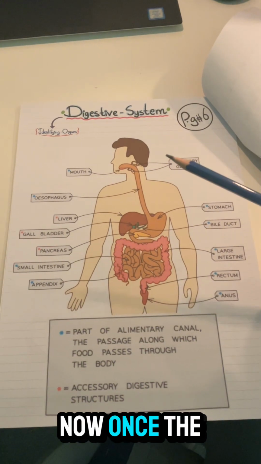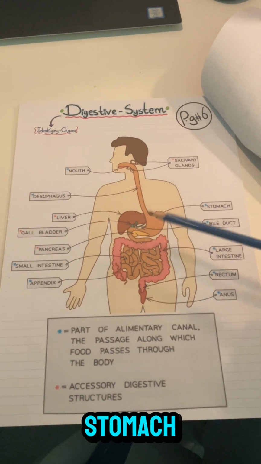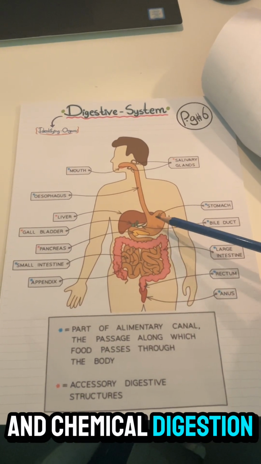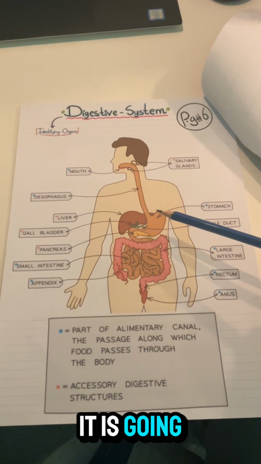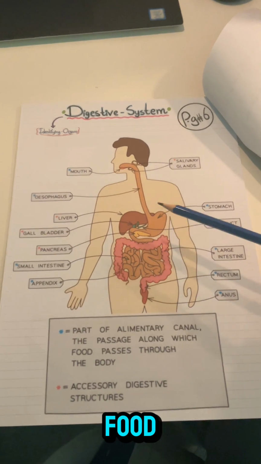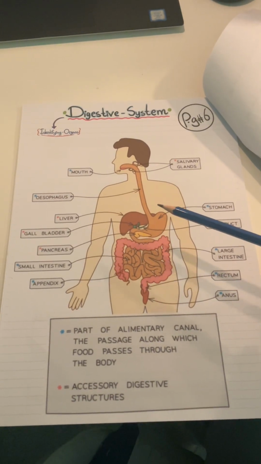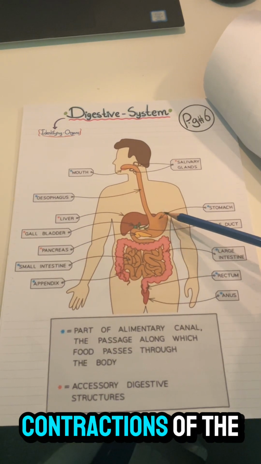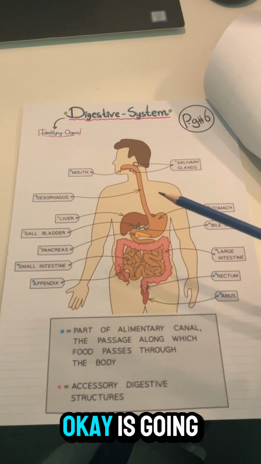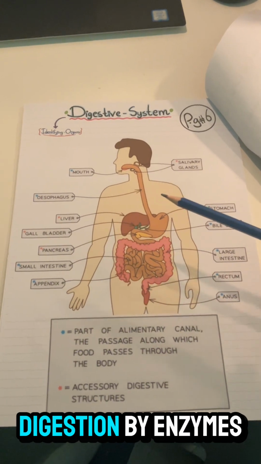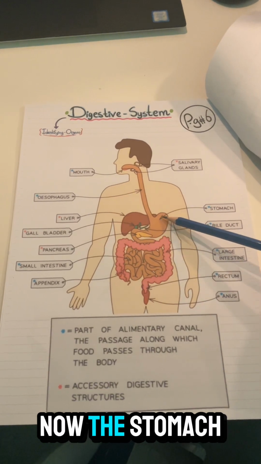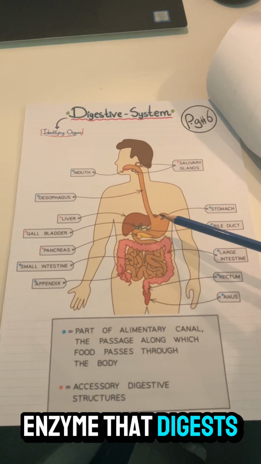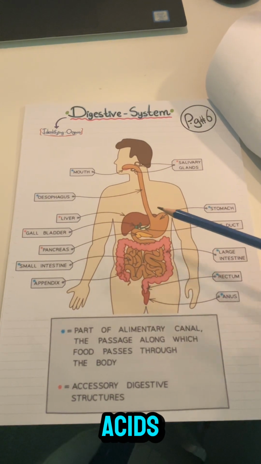Now, once the food enters the stomach, the stomach is going to perform both mechanical digestion and chemical digestion on the food. It is going to perform mechanical digestion on the food by wave-like muscle contractions or stationary muscle contractions of the muscle walls, okay? It is going to perform chemical digestion by enzymes. Now, the stomach contains protease. Protease is an enzyme that digests proteins into amino acids, okay?